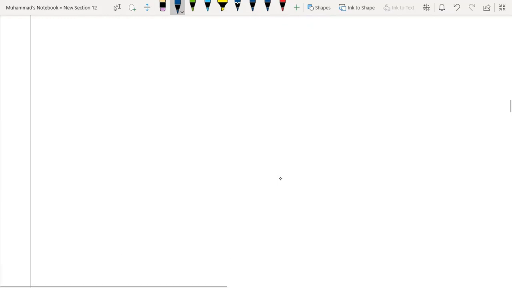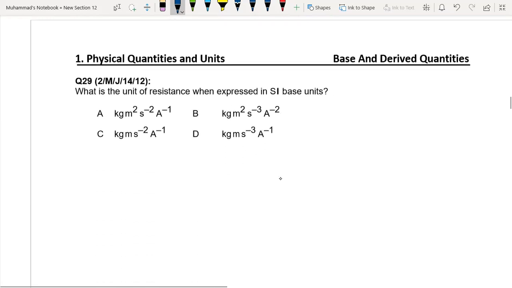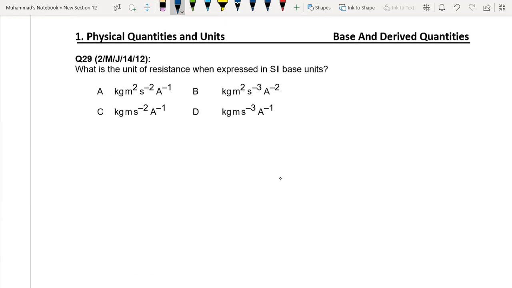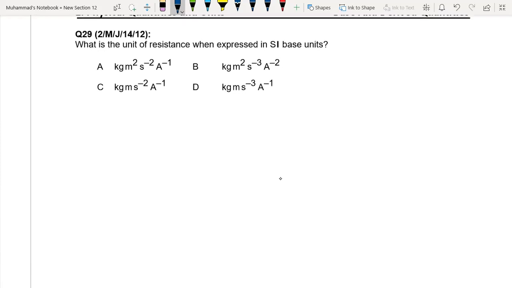Let me do this question as well. What is the unit of resistance? We have already discussed this, so I will not do that, because you know that V is IR and resistance is V over I. So put unit of formula for voltage, that is energy over charge, and then put unit of current.